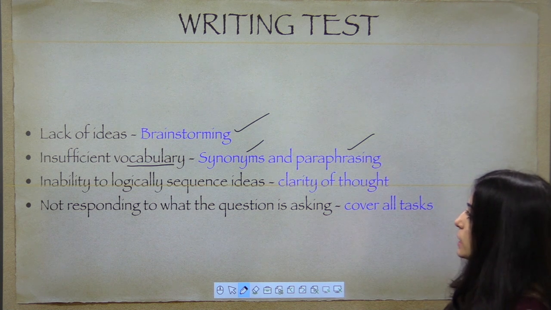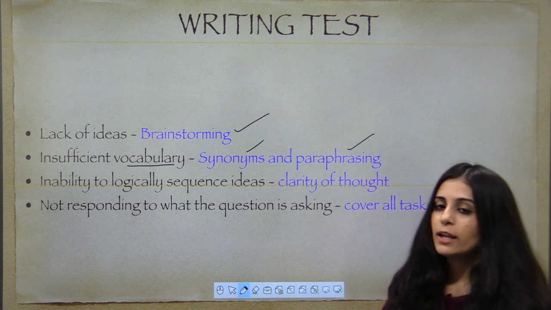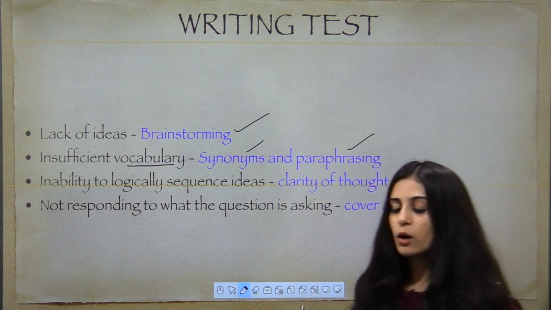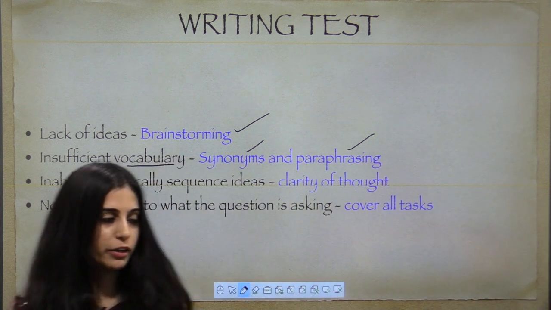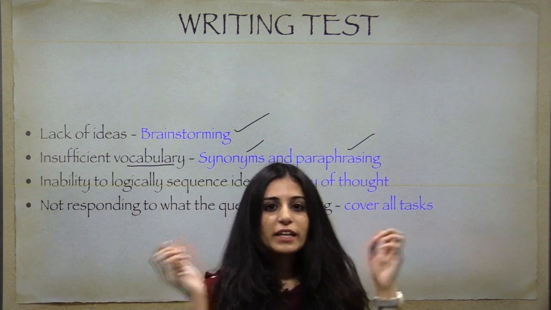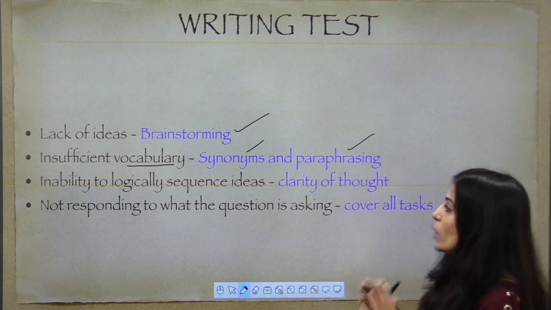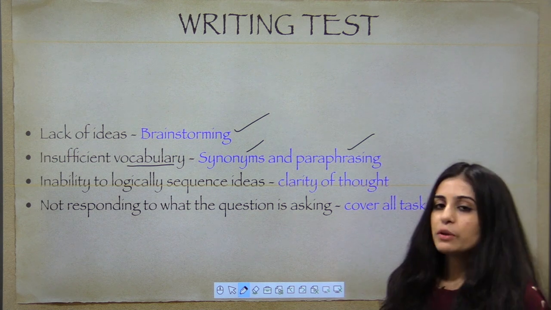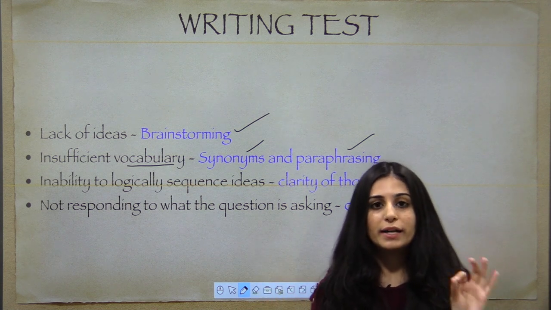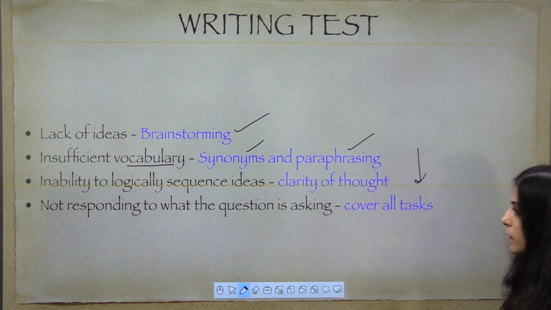Next is inability to logically sequence ideas. Here we will help you in inculcating clarity of thought. What is your agenda? What are you trying to convey? That's very important. If you don't have logical sequencing of ideas, if your ideas are very haphazard and they're haywire, they're not making sense, in that case, what happens is that when the examiner is reading your essay or reading your report writing, they will not be able to understand what you're saying. And that will lead to a lower band score.